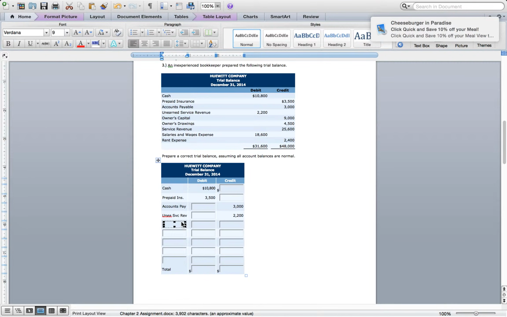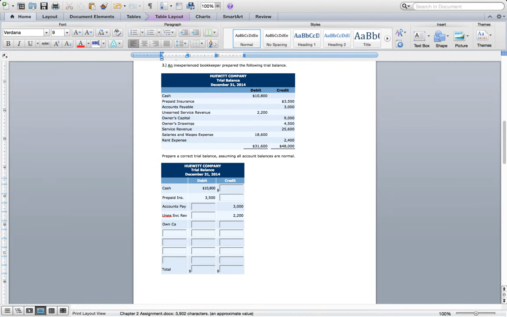Okay, we continue on now. Next one here says owner's capital. Remember, owner's capital has to have a credit balance. That'll be $9,000. Continue on again now. Owner's drawings. Okay, owner's drawings have to have a debit balance. That should be $4,500.